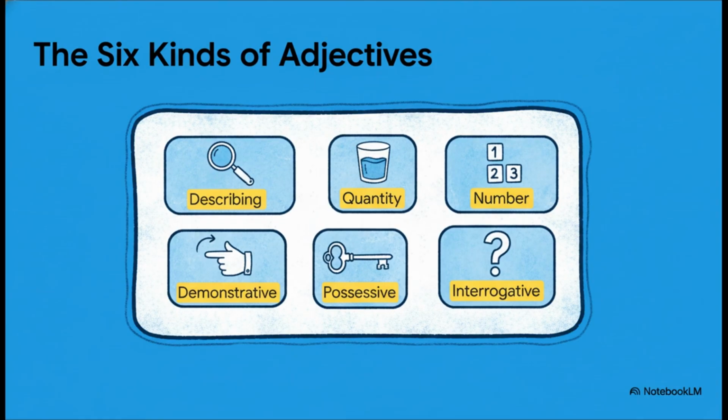Then you have quantity and number, which are all about measurement, like some coffee versus 2 sugars. Demonstrative adjectives point things out for us, not just any car, but this car. Possessive adjectives, well, they show who owns something, like your phone. And last but not least, interrogative adjectives help us ask questions, like which one do you want?